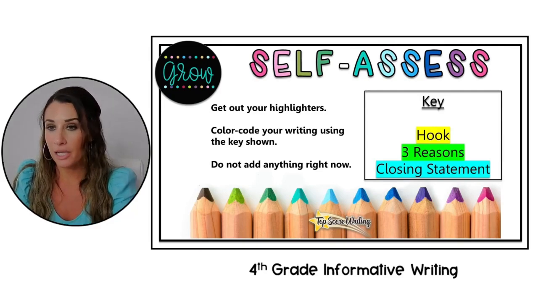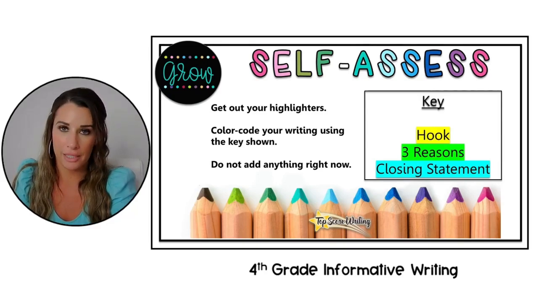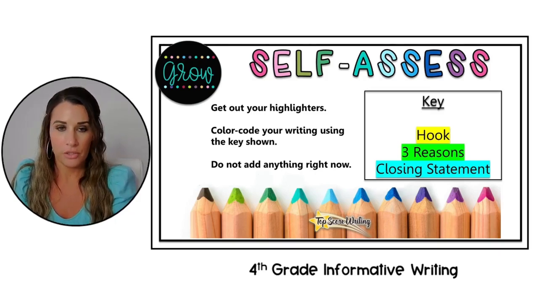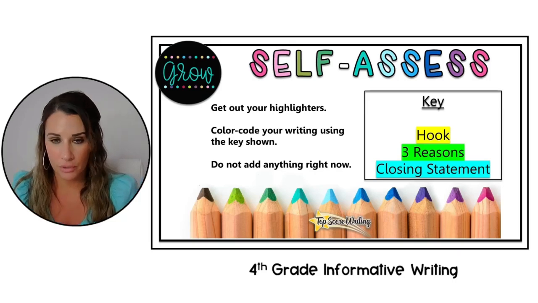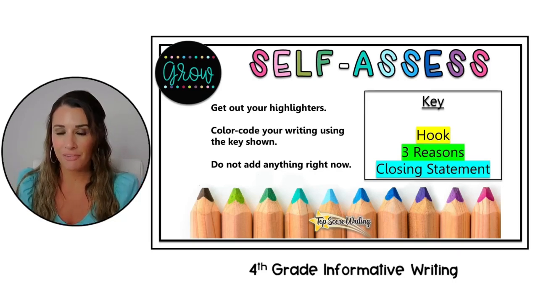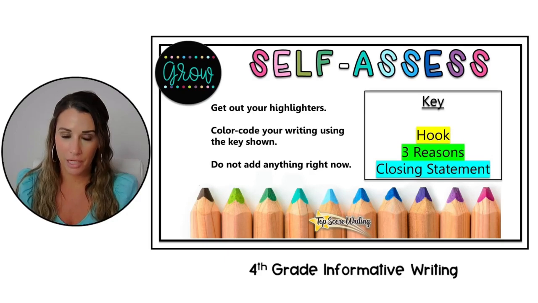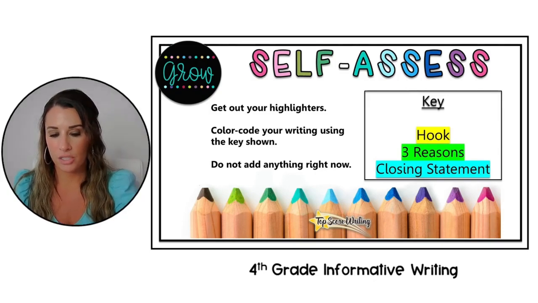If you don't have highlighters, maybe color pencils or crayons, you can always underline the sentences in colors. And I want you to color code using the key to the right. Now, if you don't have yellow, green, and blue, use any 3 colors you have. But I do want you to highlight your hook in 1 color, highlight your 3 reasons or topics in 1 color, and then highlight your closing statement in 1 color. So you should clearly see 3 different parts. Okay, make sure you see 3 different parts.